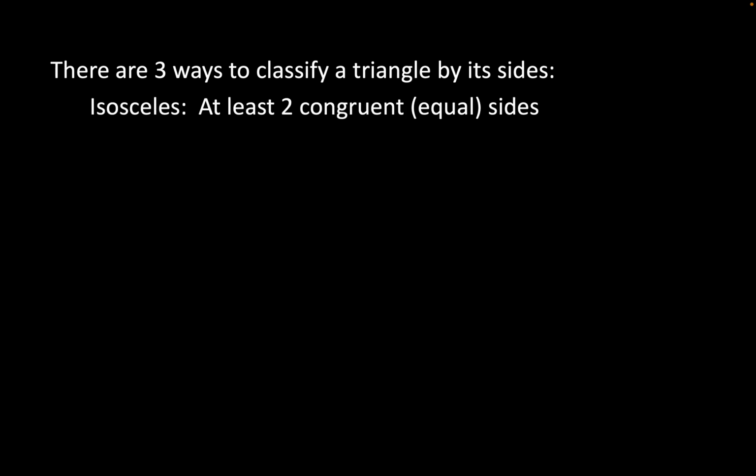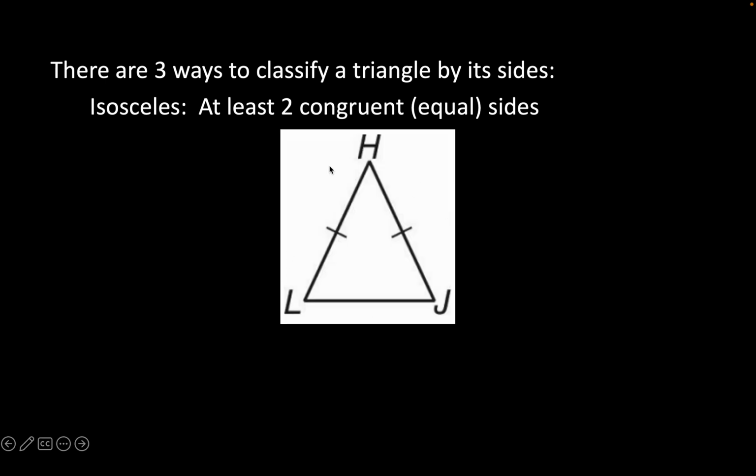But again, most triangles that you face in life are going to be scalene triangles. The second type is called isosceles. That means there's at least two congruent or equal sides. And so you have a triangle like this.